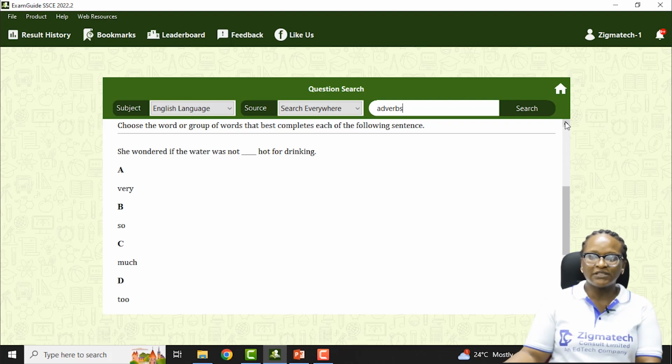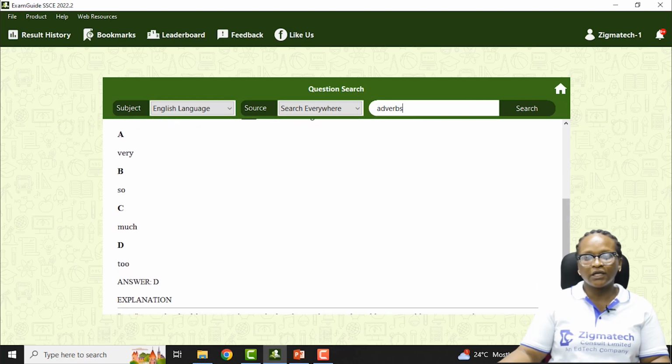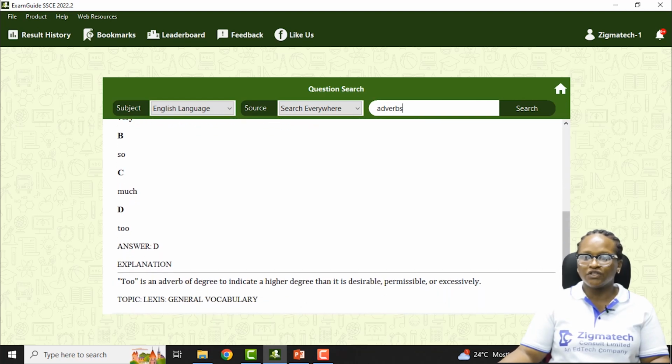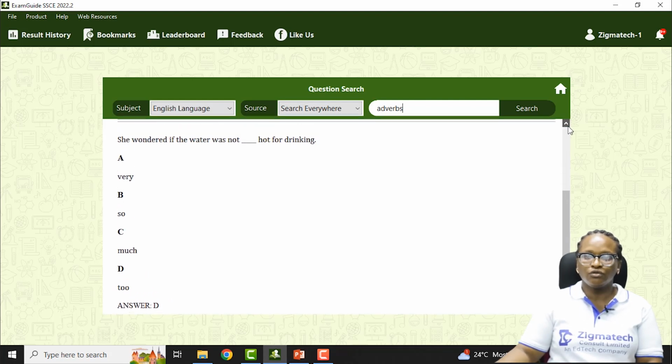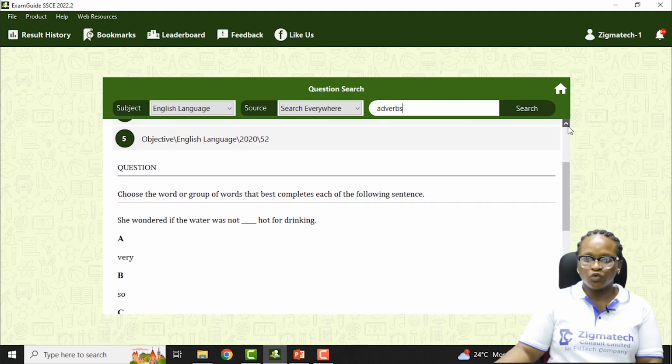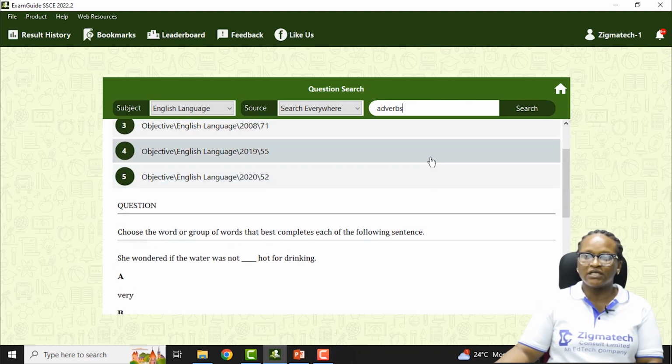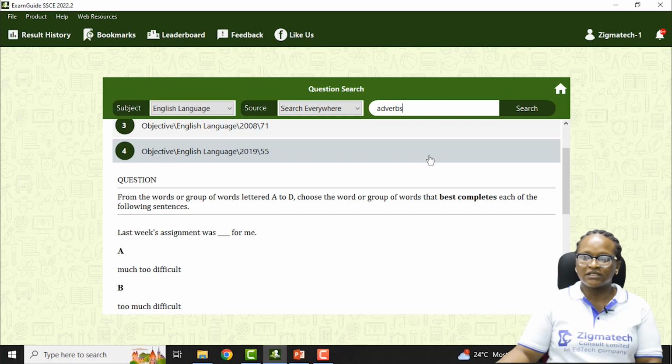So it's too hot. That means it's not what should be taken. When something is too, it is on the negative. So it's not what is comfortable. So the answer is too. Let's check. Okay, D. You say too is an adverb of degree to indicate a higher degree than is what? Desirable, permissible, or excessive. Exactly. So it's excessive. It's not what should be taken. So when you're using too, know that you're saying it is on the excessive side.